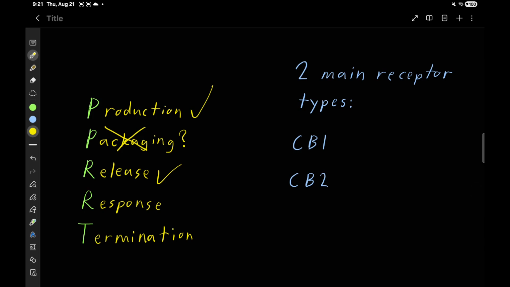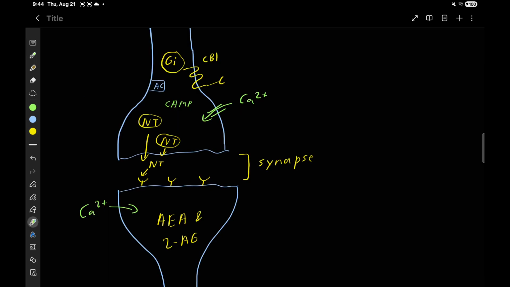Now your body has two main types of cannabinoid receptors, which are CB1 receptors and CB2 receptors, which stand for cannabinoid receptor 1 and cannabinoid receptor 2. Let's first take a look at our CB1 receptors. Okay, so calcium ions enter your postsynaptic neuron, which triggers the production of anandamide and 2-arachidonyl glycerol, which are your endocannabinoids. And then they are released into your synapse.